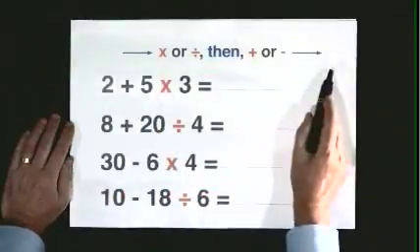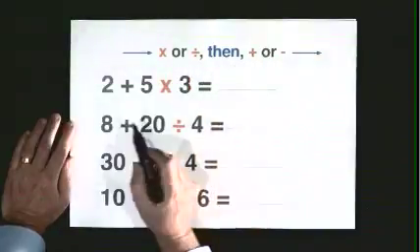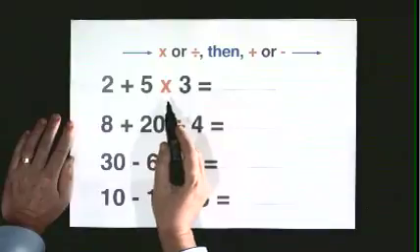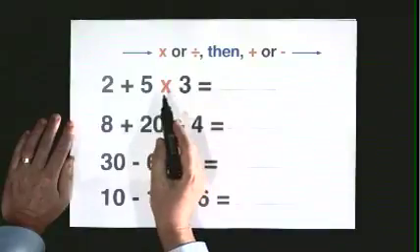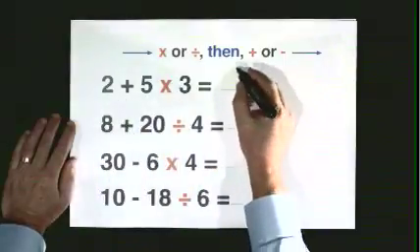Left to right, multiply or divide first, then add or subtract. Left to right, we must do the multiply first. 5 threes are 15, 2 add 15 is 17.